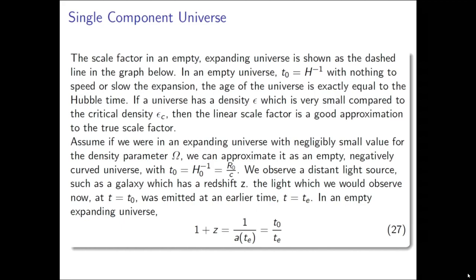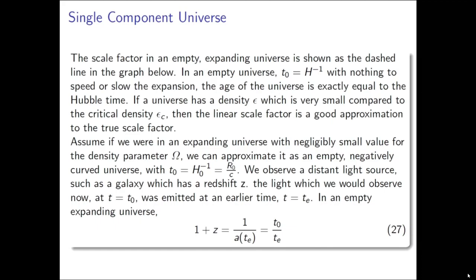So if a universe has a dense energy density epsilon which is very small compared to the critical density epsilon c, because we're considering almost no existence of matter or radiation in this specific model of the universe, the linear scale factor is a good approximation to the true scale factor. It is almost exactly directly proportional to the time. Assume we are existing in an expanding universe with a negligibly small value of density parameter. We can approximate it as an empty negatively curved universe. So basically, we are using the given conditions to explain one model of the universe.